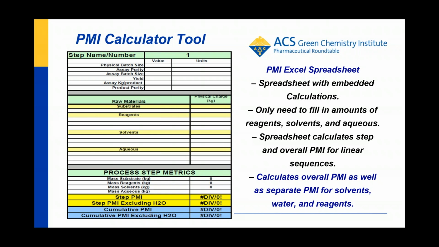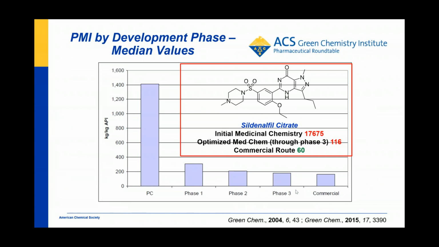And it will also enable you to see the process mass intensity for the sequence, and do a deeper dive into what impact water, solvents, and reagents are having on that. So you can see where you have opportunities to drive improvements as you move towards a commercial manufacturing route to your API. An example of API calculations is shown here on the next slide.